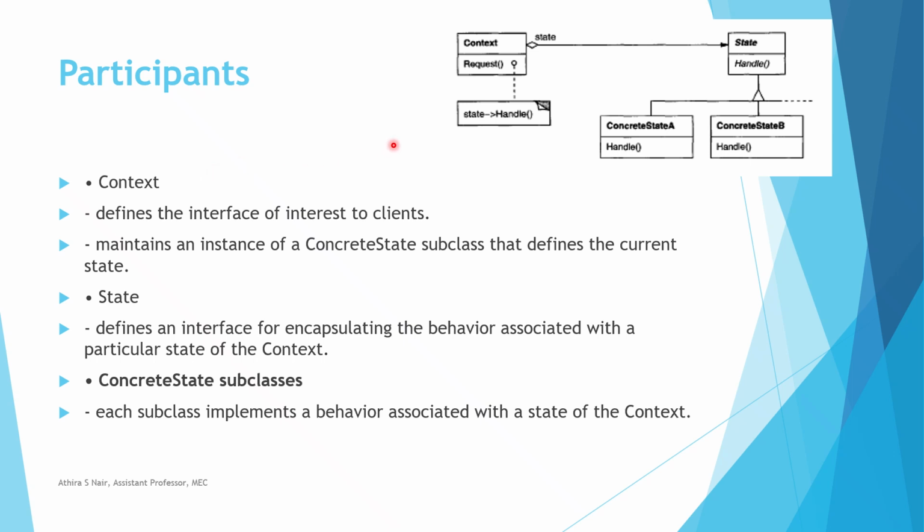And context may pass itself as an argument to the state object, and it had to handle the request. And this lets the state object access the context. And context is the primary interface for clients, and clients can configure a context with state object. And once a context is configured, then clients don't have to deal with the state objects directly. Either context or concrete state subclasses can decide which state succeeds another and under what circumstances.